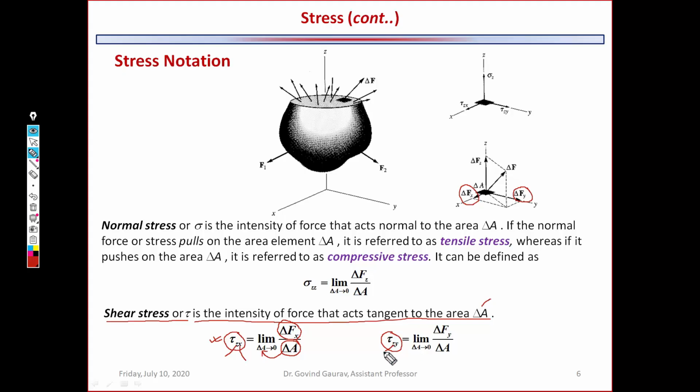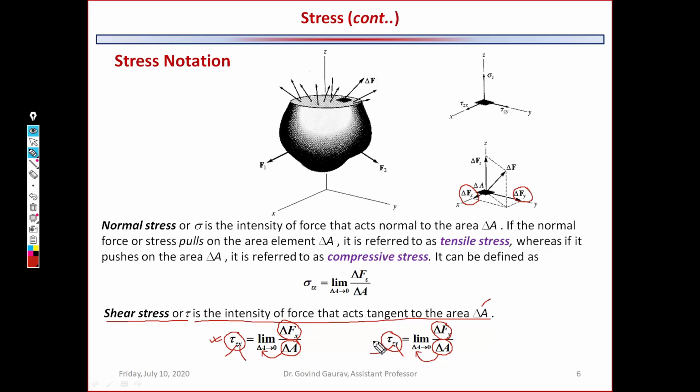Z again represents the direction of the plane normal, and y represents the direction of the stress in which it is acting. So the direction of the stress that is acting is in the positive y direction, and it is acting along the area delta A. Again, this delta A tends to 0 because we are always interested in finding the stress at a particular point, and that point has to be very small. So our limit of delta A has to tend to 0.